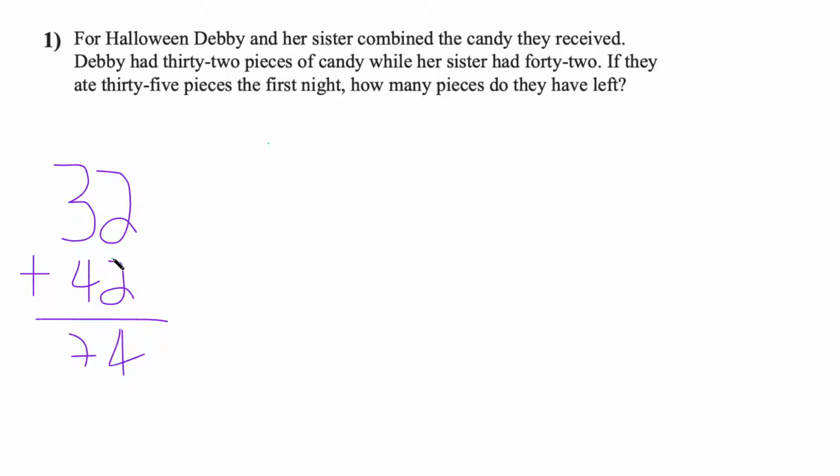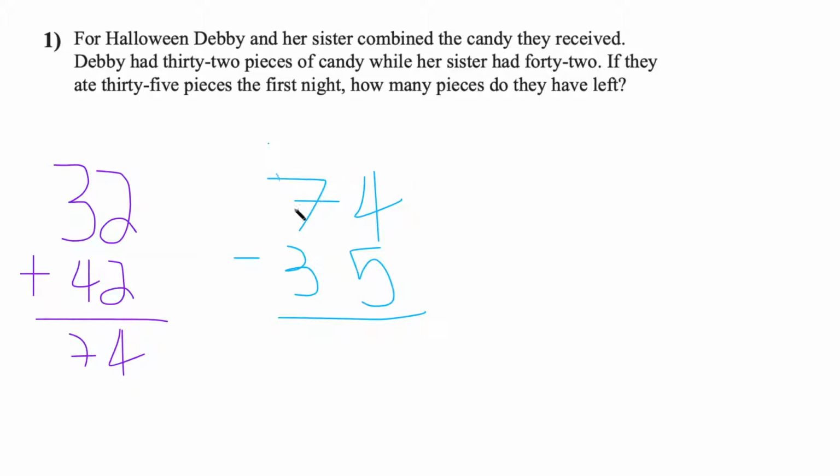Now that we have the first step, we're going to start on the second step. So if they ate 35 pieces the first night, how many pieces do they have left? So we know that their combined total of candy is 74. And since they ate 35 pieces of the 74, eating them means they're gone, which we know. So we're going to have to use subtraction because they ate 35 pieces the first night, and we want to know how many they have left. So we're going to do 74, because that's their combined total of candy, minus the 35 pieces that they ate to figure out how many they have left.